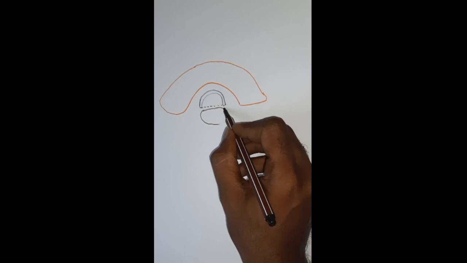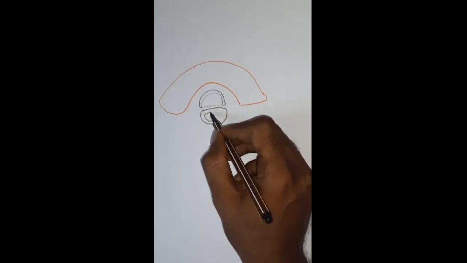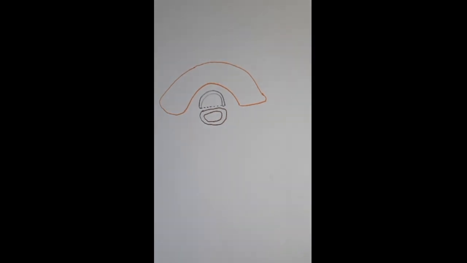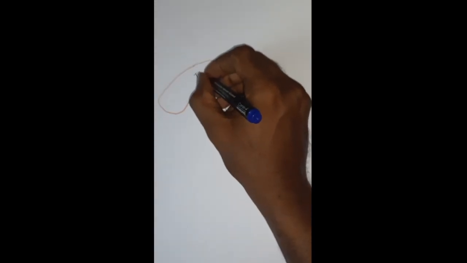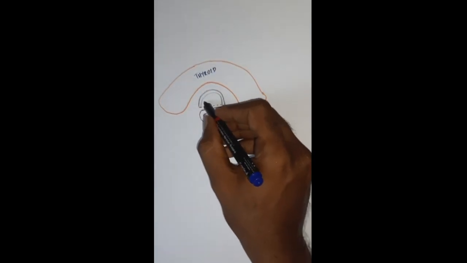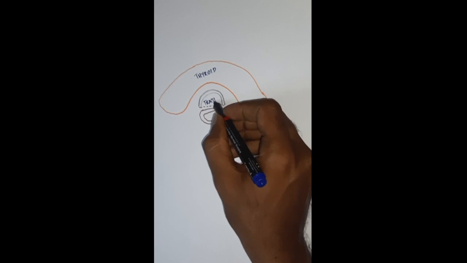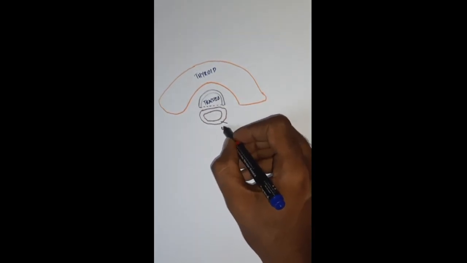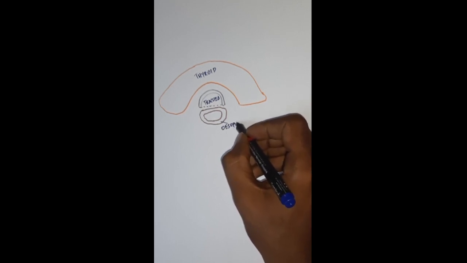Esophagus begins at the level of C6 vertebra as a continuation of pharynx, the laryngopharynx. So, you can make out the section of the thyroid gland. Thyroid gland. This is a trachea. This one is the esophagus.